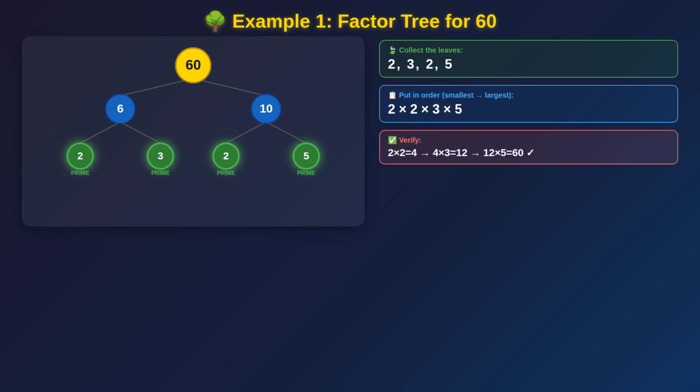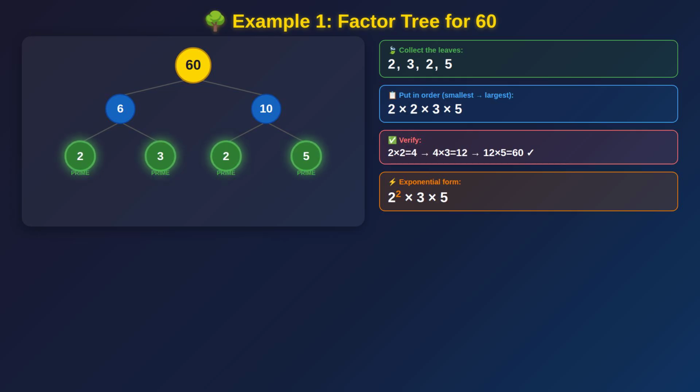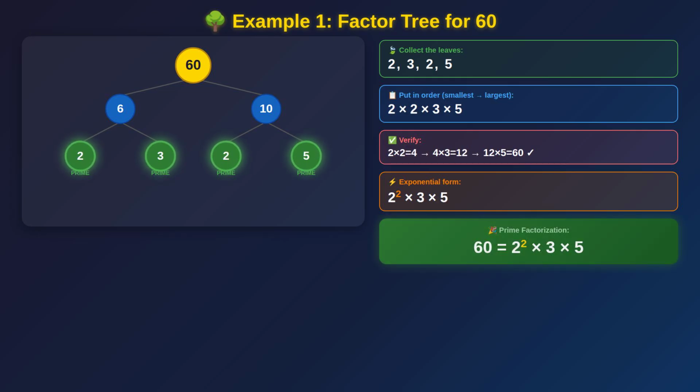Collect all the leaves at the bottom, 2, 3, 2, 5. Let's put them in order from smallest to largest. 2 times 2 times 3 times 5. Now check. 2 times 2 is 4, times 3 is 12, times 5 is 60.